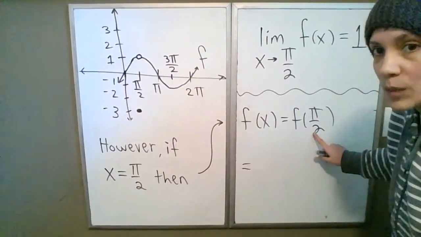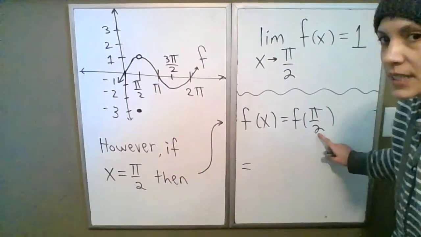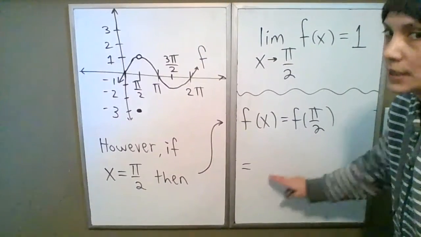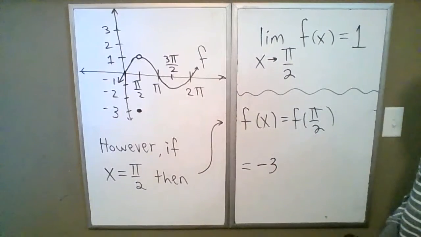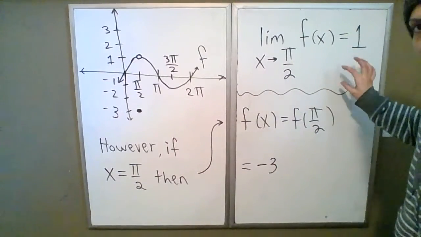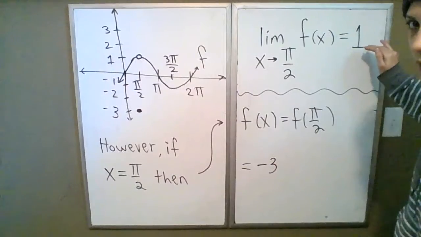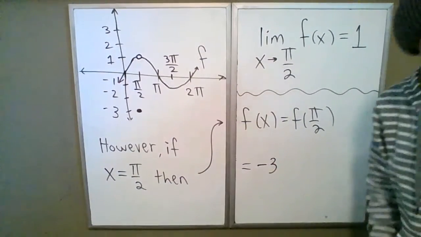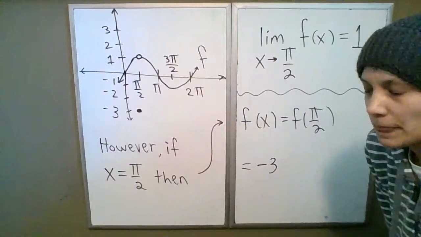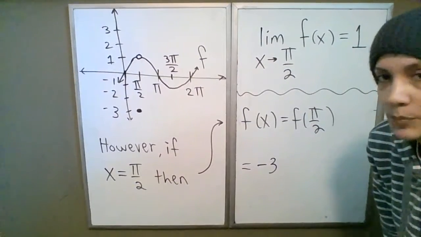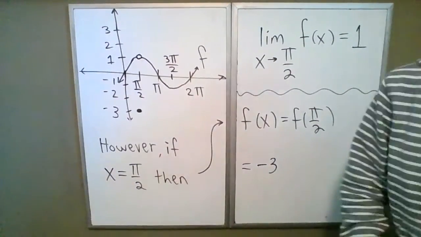And again, this is coming from the instructions for your function, and it says that f sends this exact value to -3. It sends all of the other values that are getting closer and closer to pi over 2 up to 1. All right, that's the end of the example. And now we're going to talk about limits that approach positive or negative infinity.